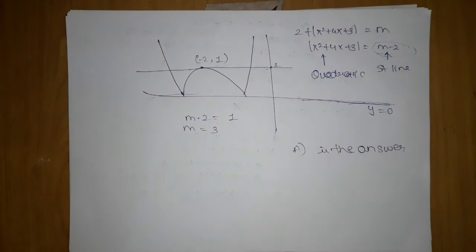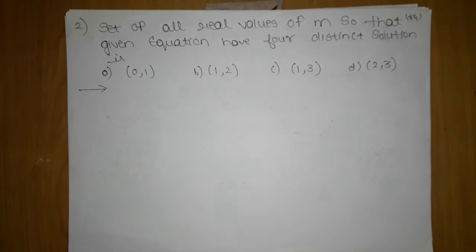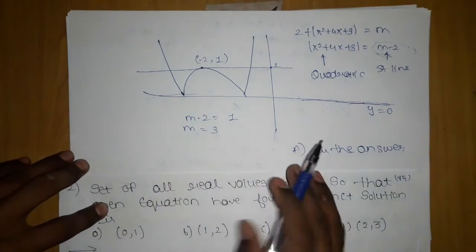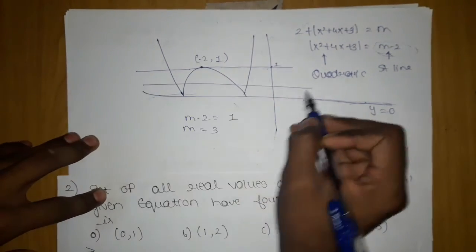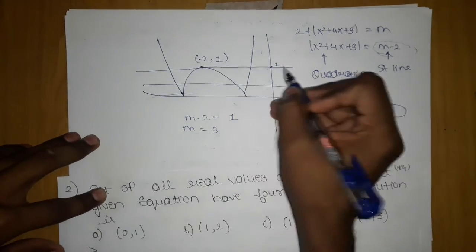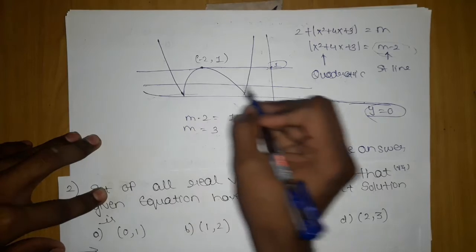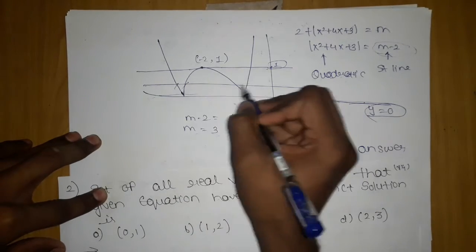Okay, let's move on to the next question, which is asked from this comprehension. This is the second question, which says: set of all real values of m so that the given equation has 4 distinct solutions. Now let's again evaluate the curve. The hard part is done. If I take any point from y greater than 0 and y less than 1, does it cut the graph at 4 points? Yes, it surely cuts. 1, 2, 3, 4.